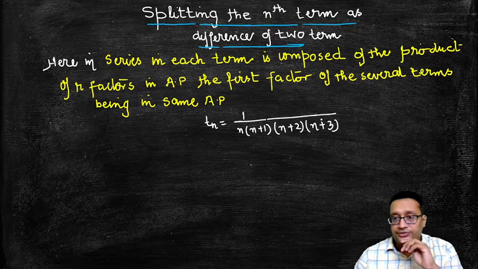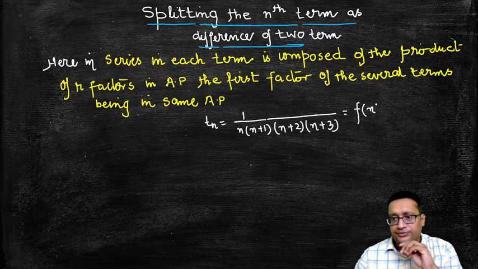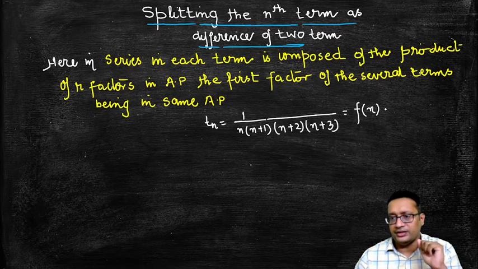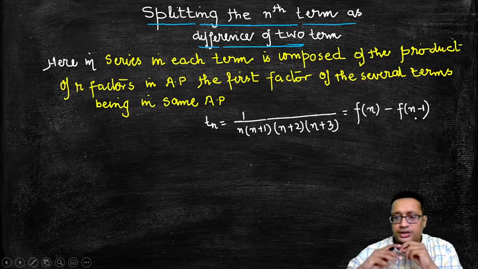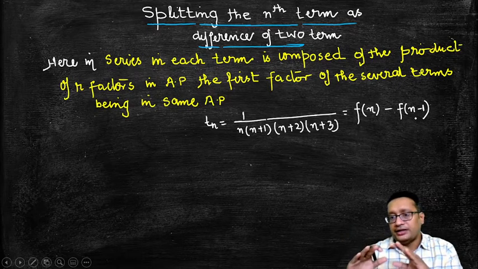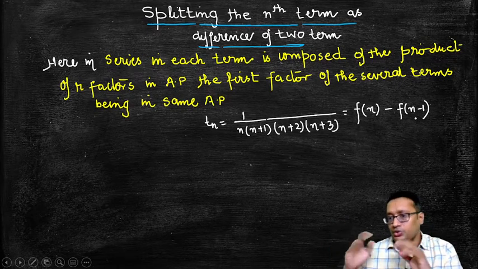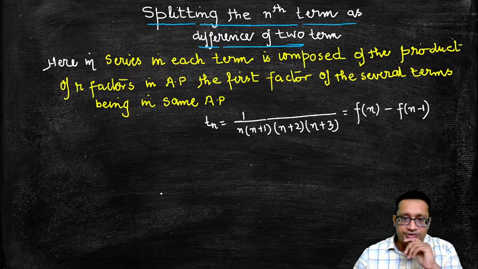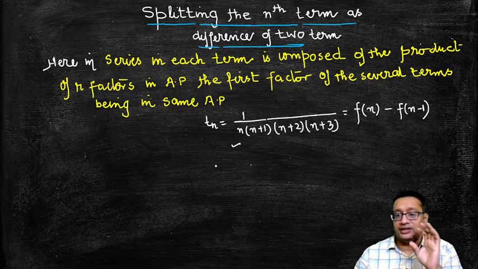So what is the difference of two terms? Let's suppose I am writing it as a difference of two functions, f of n minus f of n minus 1. It means I am writing the nth term as a difference of two terms. But how does the series look? The series will look like this.